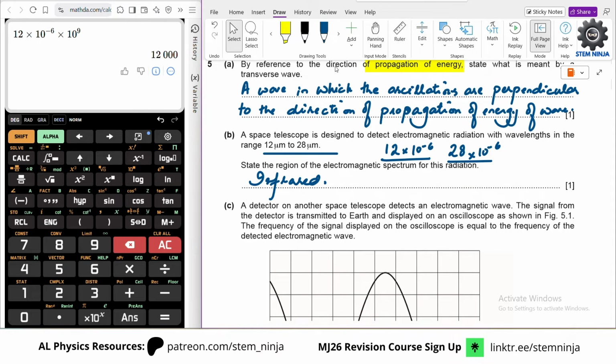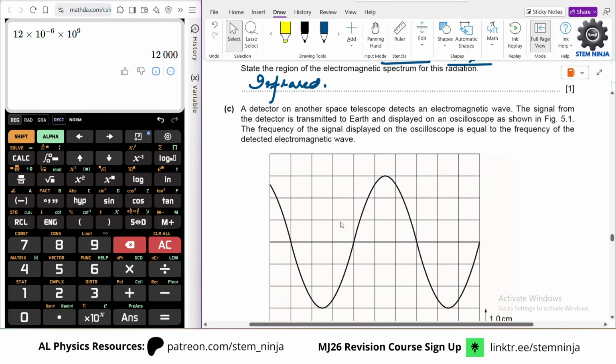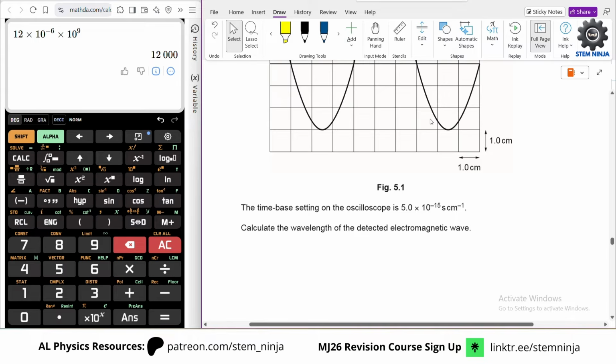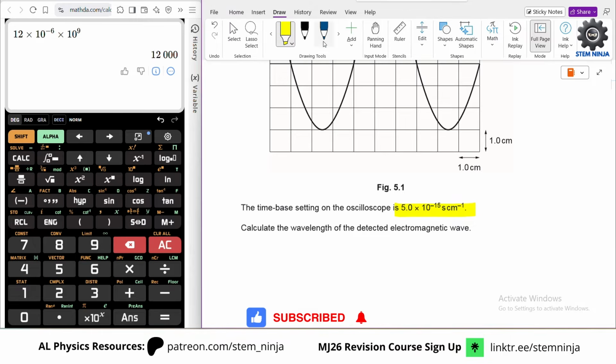Okay. A detector on another space telescope detects an electromagnetic wave. The signal from the detector is transmitted to Earth and displayed on an oscilloscope as shown in figure 5.1. Frequency of the signal displayed on the oscilloscope is equal to the frequency of the detected electromagnetic wave. The time-base setting on the oscilloscope is 5 times 10 raised to the power minus 15 seconds per centimeter. Calculate the wavelength of the detected electromagnetic wave.